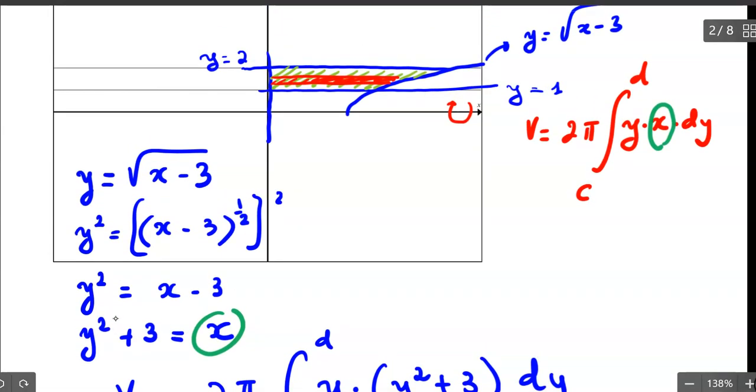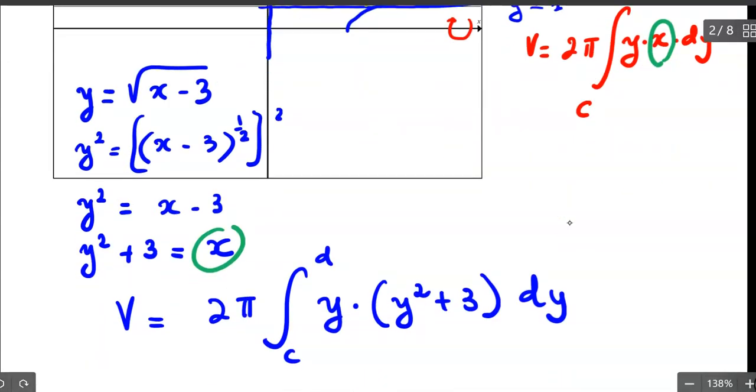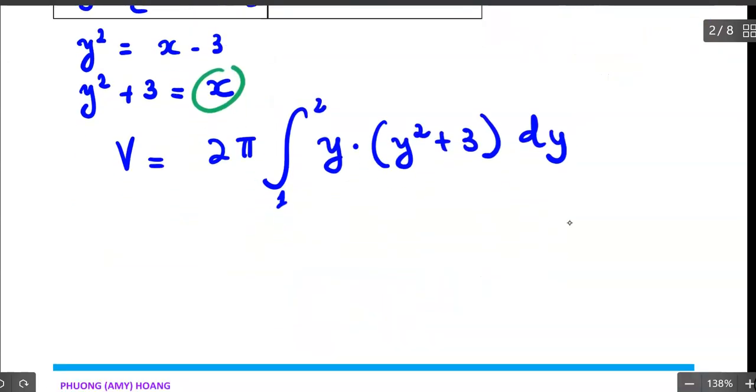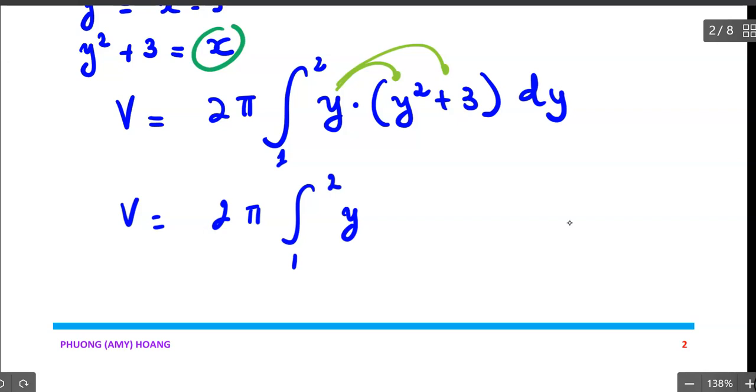C and d are the two values that are given to me, 1 and 2. So I might as well fill that in. So this here is 1 and 2. So let's integrate this. What I am going to do is multiply this inside a bracket. So we have V equal to 2 pi integral from 1 to 2 of y to the exponent 3 plus 3y dy.